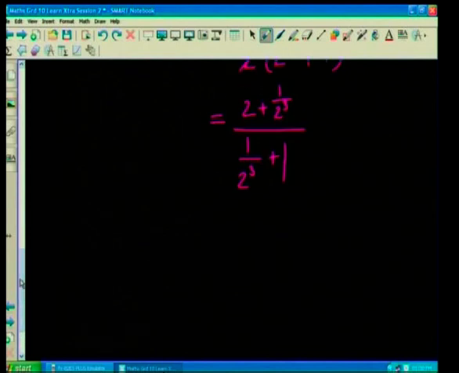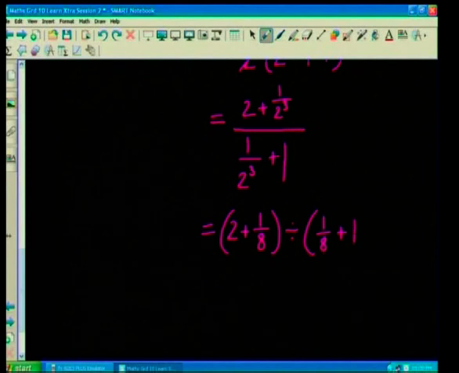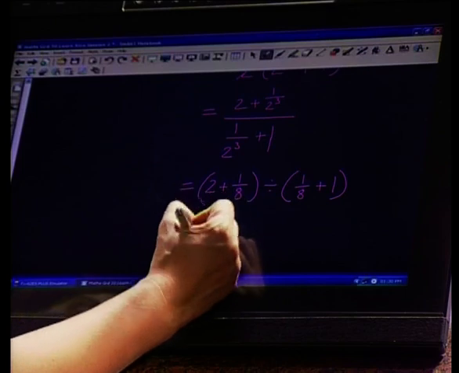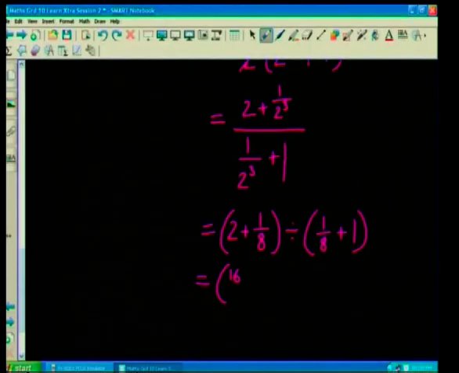So let's start with the top. I'm going to put it all in one line. So my numerator is going to be in brackets, and I've got 2 plus 1 over 8 divided by 1 over 8 plus 1. How do I add them? Well, I've got to have the denominators the same, which means that I've got 16 over 8 plus 1 over 8 divided by 1 over 8 plus 8 over 8.